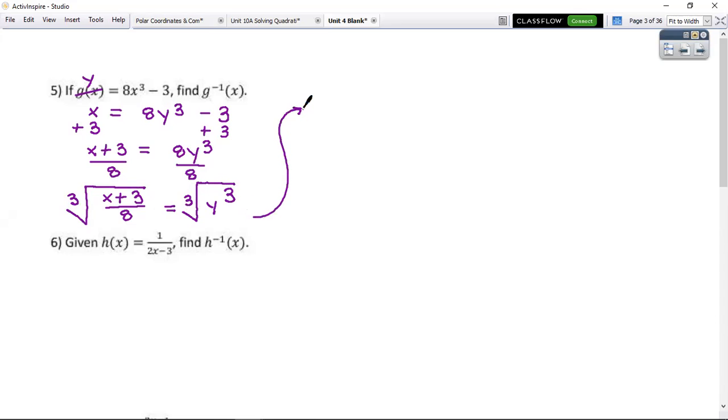Now, on the left, something really nice does happen. Can't you do the cube root of 8? What's the cube root of 8, guys? Just plain 2. So that comes out. So I'm going to do the cube root of the top, which was x plus 3, and the bottom is just plain 2. And then this is equal to the answer, g inverse x. It's just that bottom part simplifies, so you might as well.